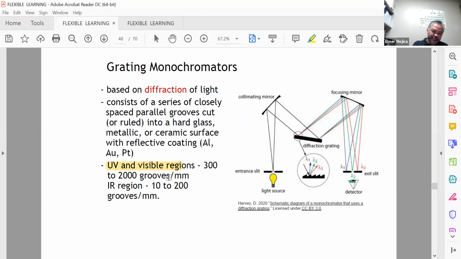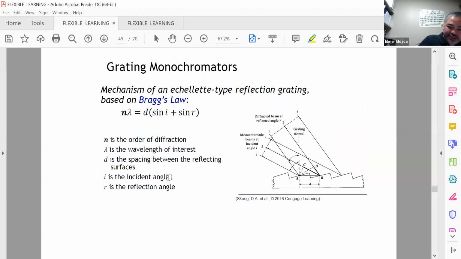Now, if we're going to look at the mechanism of this grating, if you have the echelette type reflection grating, it's based on the so-called Bragg's law, where n times the wavelength is equal to d times (sine i plus sine r). So i is the incident angle, r is the reflection angle, n would be the order of the diffraction, lambda is the wavelength of interest, and d is the spacing between the reflecting surfaces.